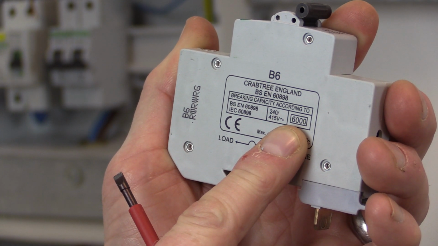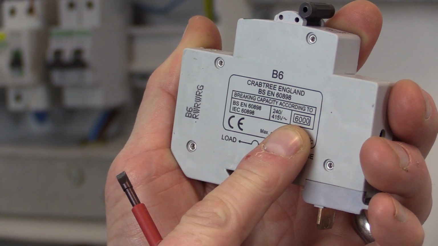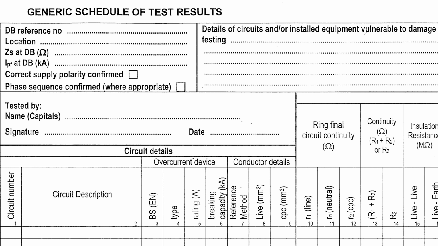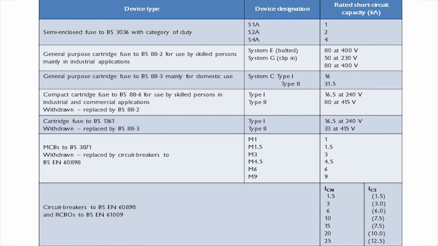In Test Rig 2, the circuit breakers are 6000 amp or 6 kA rated. This information should be recorded on the schedule of test results in the relevant column for breaking capacity in kA. Please note, however, that circuit breakers are also available with other breaking capacities as shown. This table also provides information on other protective device types such as fuses together with their breaking capacities.